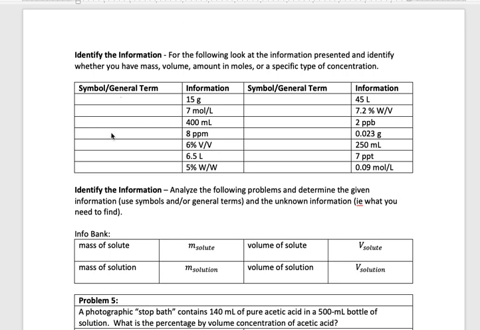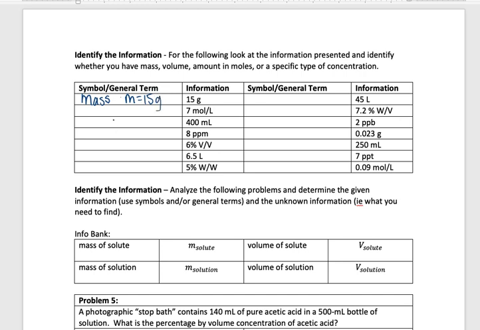So the first one is 15 grams. Right away, with grams, I'm able to identify that's a mass. You can write the general term, but if you can get to the point where you could just write the symbol, you can identify something quickly. So I would write m equals 15 grams, like that.